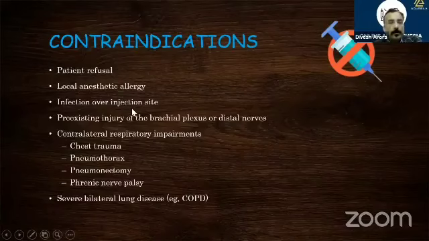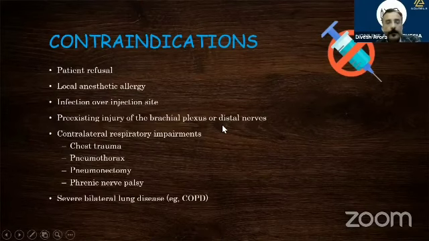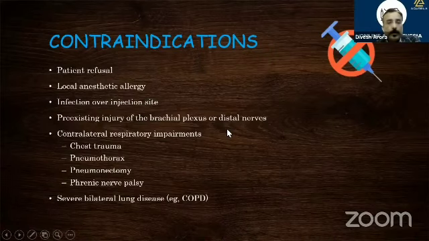So contraindications, there are general contraindications, the first three, to any kind of regional anesthesia technique, but specifically for interscalene block, if there is a pre-existing brachial plexus or distal nerve injury, please avoid.